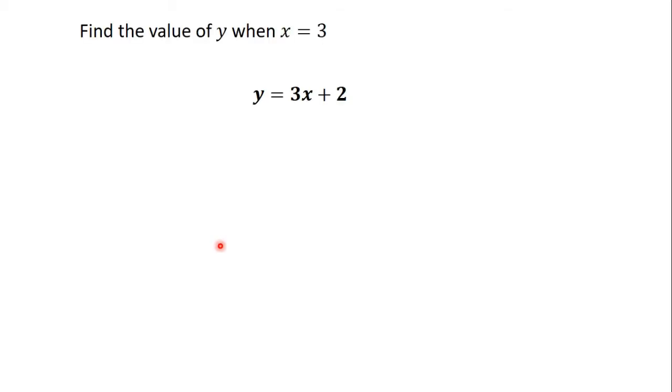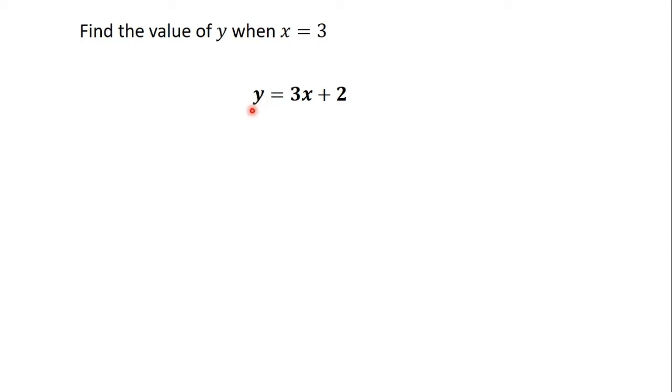Now let's consider something here. We have been given the equation of the straight line as y is equal to 3x plus 2. The question wants us to use the graph to find the value of y when x is equal to 3. But before that, we can find the value of y when x is equal to 3 by using the equation of the straight line. The equation of the straight line is y is equal to 3x plus 2. So if you want to find the value of y when x is equal to 3, all we need to do is to substitute x is equal to 3 into the equation of the straight line, and we will have the value of y.